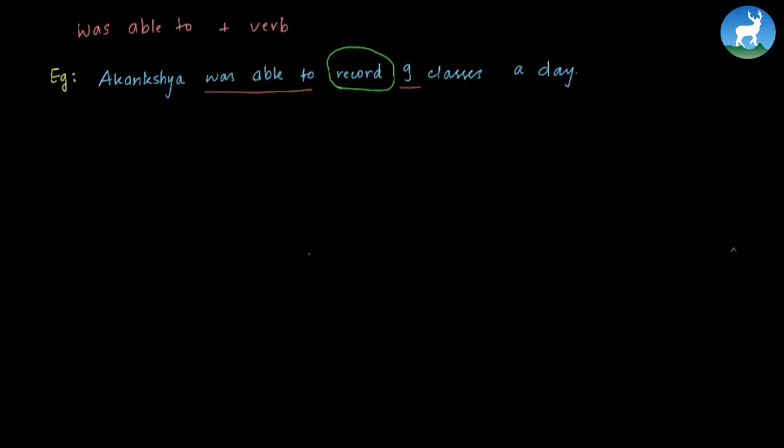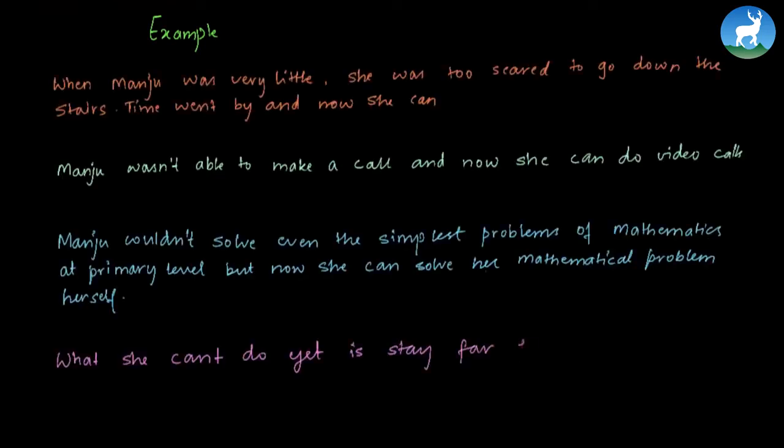Now we'll go through a short example from the book, where we are reading what Sharada has to say about her sister Manju. Here is an example of what Sharada had to say about her sister Manju. I've extracted some of the statements here to show the abilities and inabilities of Manju that Sharada has mentioned.